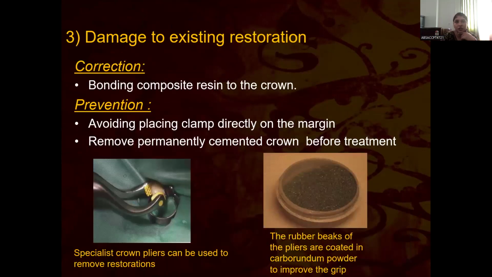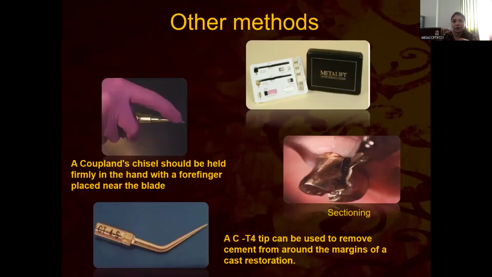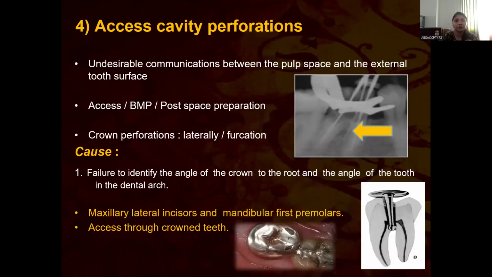Damage to an existing restoration is the third mishap. So how do you correct it? Bonding composite into the gap. How do you prevent this mishap? Avoid placing the clamp directly on the margin, and ideally, you can remove permanently cemented crowns before starting the treatment. Other methods: the crown chisel should be held firmly in the hand with the forefinger placed beyond the wound. So these are the methods to remove the crown.